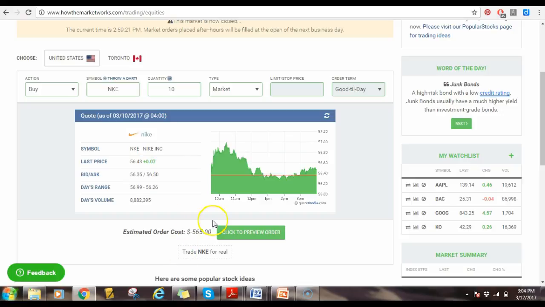You can see down here, it will tell you how much the estimated order cost is going to be. If you're buying, it's going to say negative. If you're selling, it's going to be positive, although it could be less than what you actually spent for it if the prices went down.